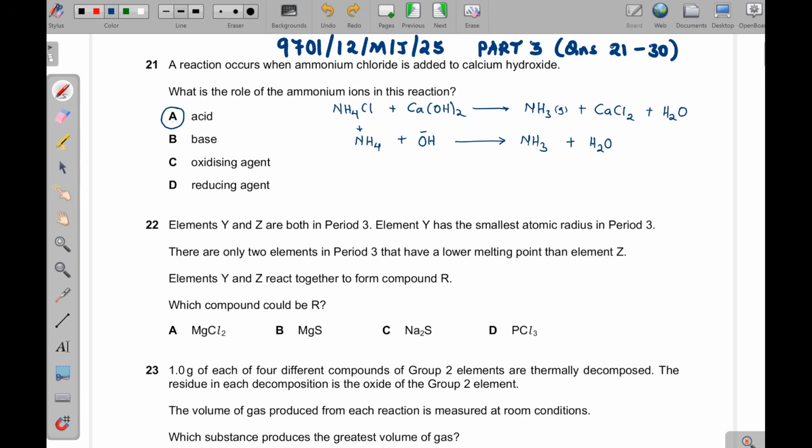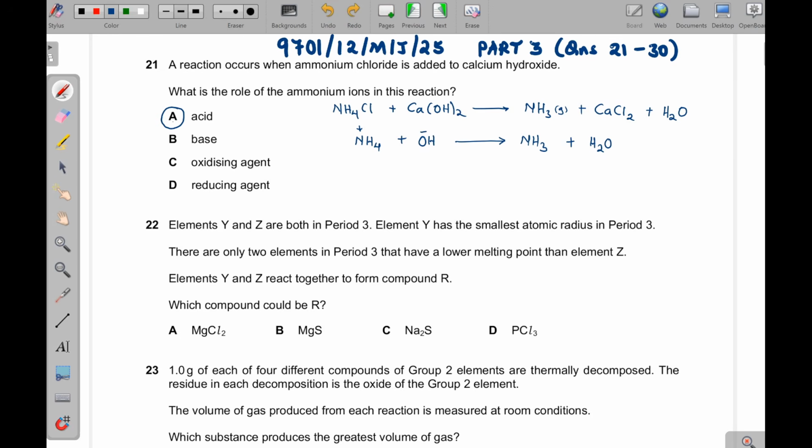Okay, the next question 22, elements Y and Z are both in period 3. Element Y has the smallest atomic radius in period 3. Okay, smallest atomic radius. Now when you look at period 3 elements, the outermost shell electrons are being added to the same shell, okay, as you move across the period. So that means that the nuclear charge is increasing, the shielding is constant, and therefore the nuclear attraction for the outermost electrons is going to be greater. So meaning as you go across the period, the atomic radius has to decrease.